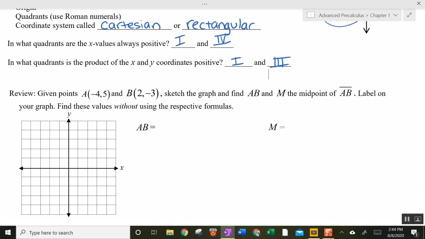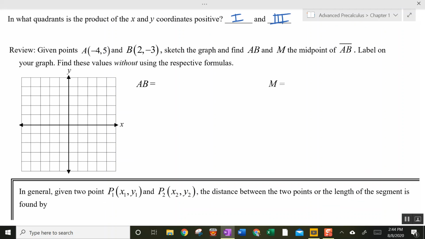All right, let's take a look at the next problem. So a little bit of review, we're going to talk about the distance formula and midpoint formula. So we're given 2 points. Point A is negative 4, 5. Let's go ahead and plot that. 1, 2, 3, 4. And we're going to label that point A. And point B is the point 2, negative 3. That's point B down there. And we're trying to find the midpoint of segment AB. All right. So let's label that on the graph and we'll find these values without using the formulas.